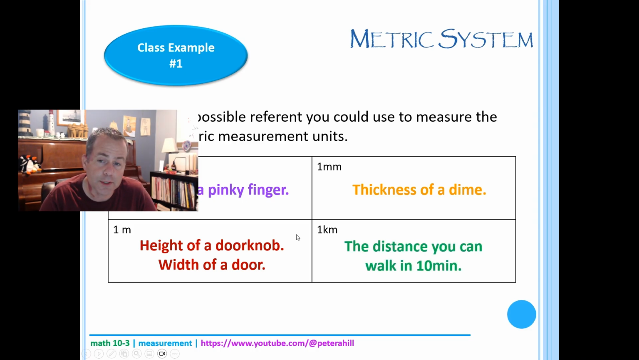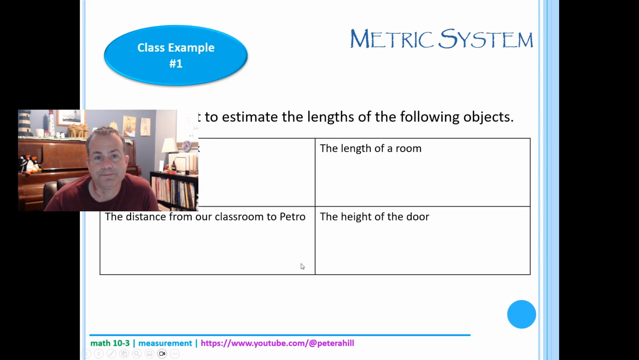And then a kilometer, a great way to measure a kilometer is about the distance you can walk in 10 minutes. So if you think, at a normal walking pace, how far can I walk in about 10 minutes? That would be about a kilometer.